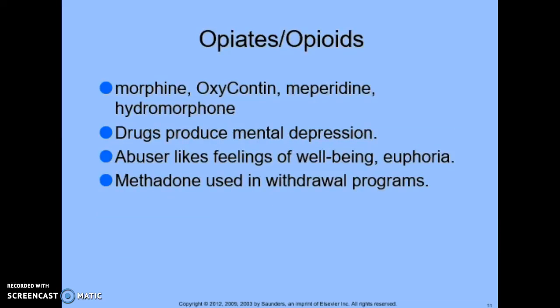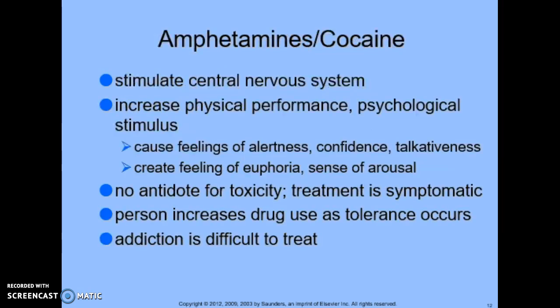Look at opiates and opioids. Morphine, OxyContin, meperidine, and hydromorphone are included in these. These drugs produce mental depression. Abusers like their feeling of well-being and euphoria, and methadone is used in withdrawal programs. Narcan is used with overdoses of opiates and opioids. What are these drugs commonly used as? They're commonly used as pain relievers.